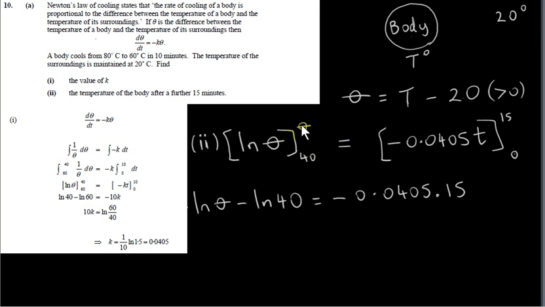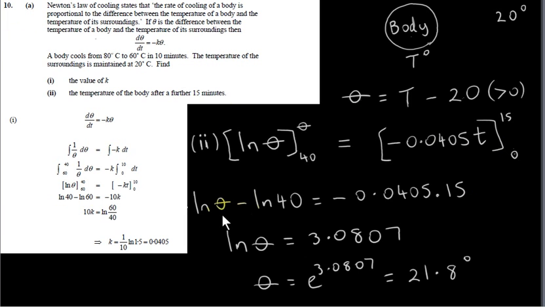So we plug in our limits, we put the upper limit in for theta, get ln of theta, minus this with the lower limit 40 in. Over here we plug 15 in for t, and we have to multiply by minus 0.0405. Then we put in a minus sign, then we plug 0 in for t, but of course when we plug 0 in for t, we just get 0, so we can forget about that. Solving this, we get ln of theta equals 3.0807. K here is minus 0.0405. I just plugged in that value for the k in the minus kt.